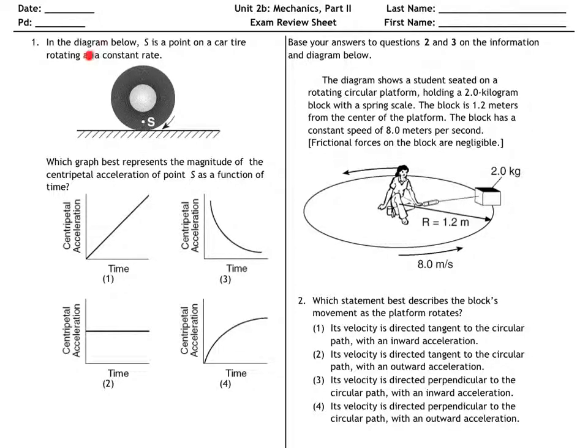In the diagram below, S is a point on a car tire rotating at a constant rate. So here's point S, it's rotating at a constant rate. The graph that best represents the magnitude of centripetal acceleration of point S as a function of time. I'll remind you that centripetal acceleration is v squared over r. You'll notice that time is not in this equation, and therefore the best answer is choice 2.